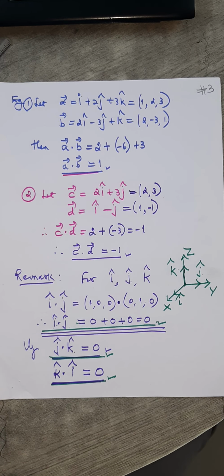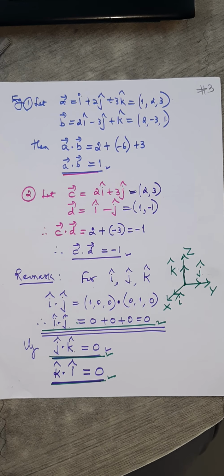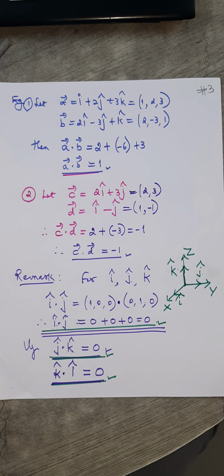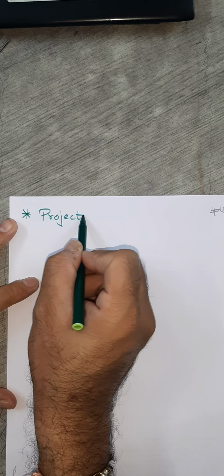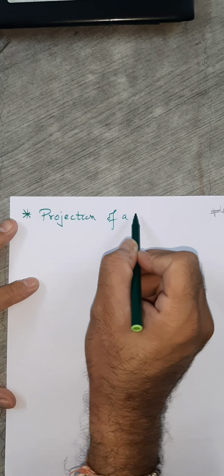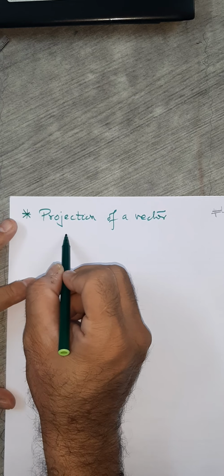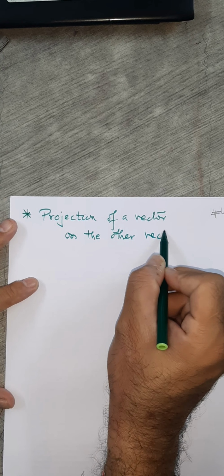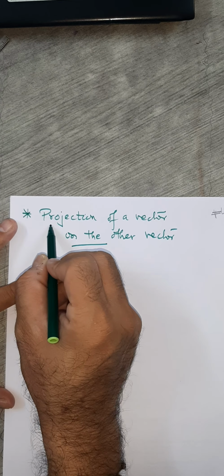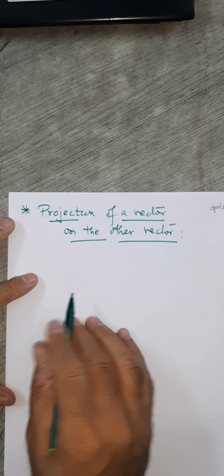Fine? Okay. So this is about dot product. Now here, one more concept, that's a projection vector. Projection of a vector over the other vector. We are defining projection of a vector on the other vector.